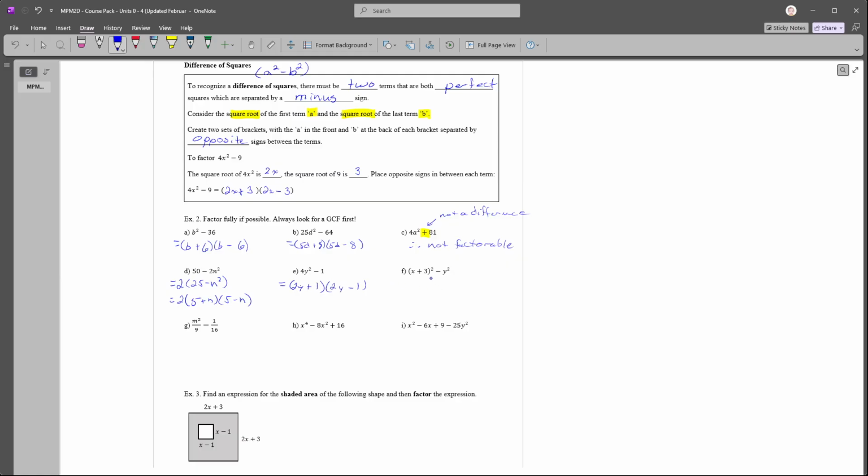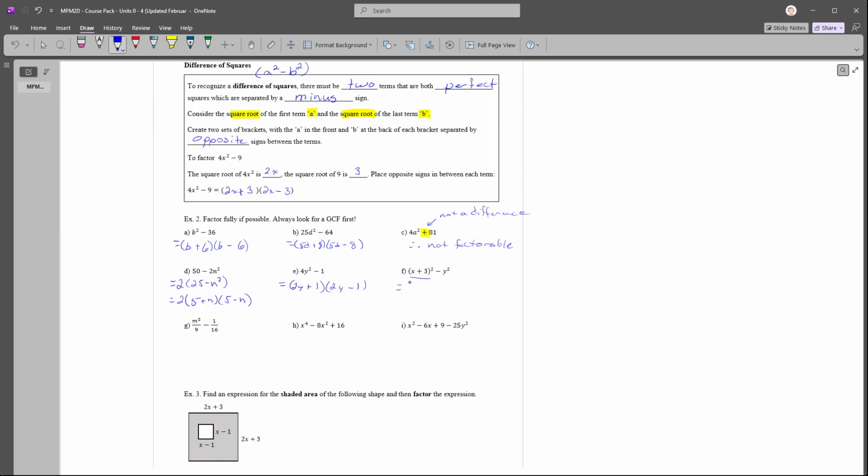Continuing. Ooh, this one's interesting. This time we do have a difference of squares because our second term, the square root of y squared, is just y. We are subtracting. What is the square root of the first term? You got to treat that whole set of brackets as one term because the whole thing is what's being squared. What's the square root of x plus 3 all squared? It's just x plus 3. That's a perfect square. So that means we can use difference of squares.